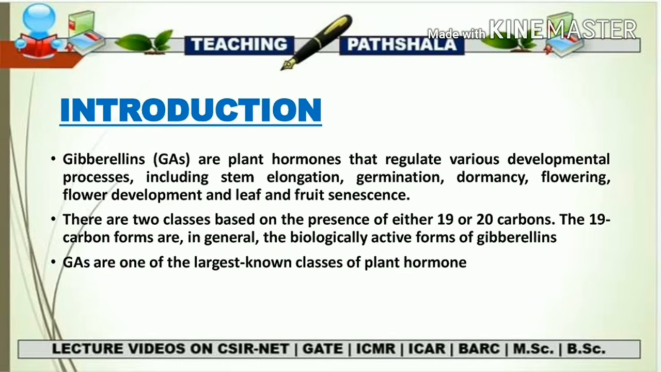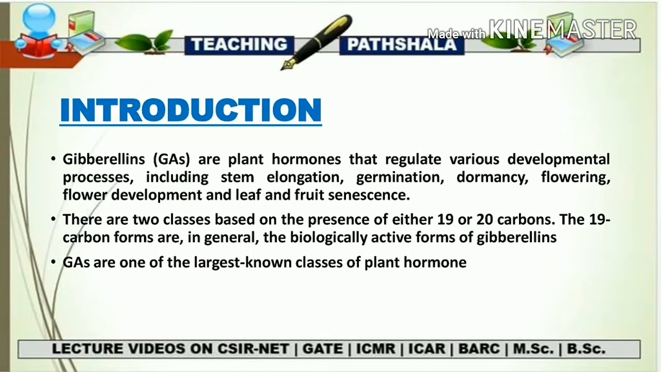Now let's start with the introductory portion of gibberellin. For gibberellin we use the word GA, which is a short form of gibberellic acid. Gibberellins are plant hormones that regulate various developmental processes including stem elongation, germination, dormancy, flowering, flower development, leaf and fruit senescence. Okay, we are not talking about the overall plant senescence, we are only talking about the leaf and the fruit senescence.